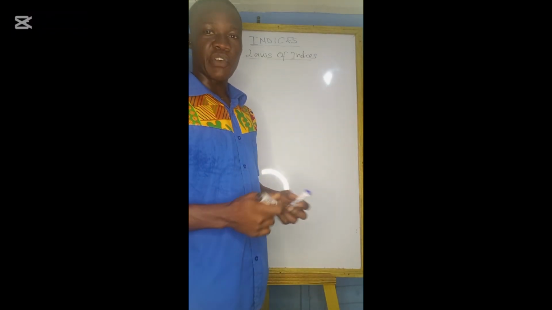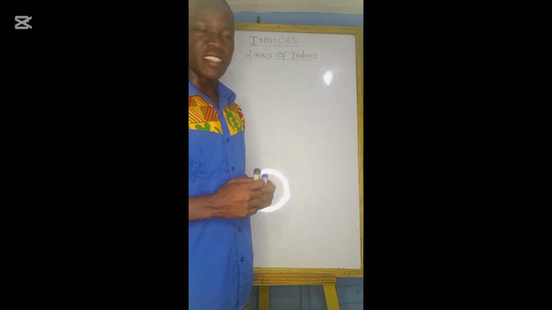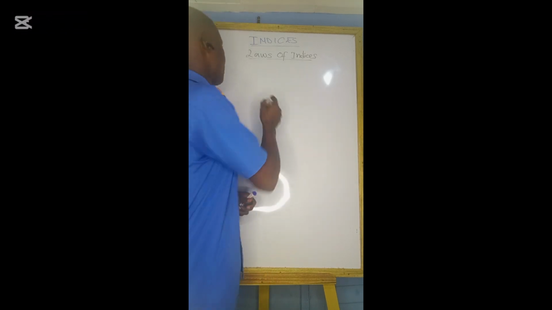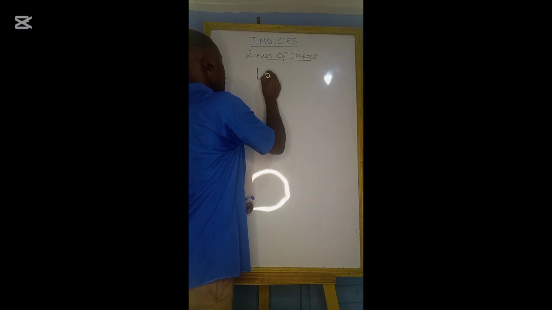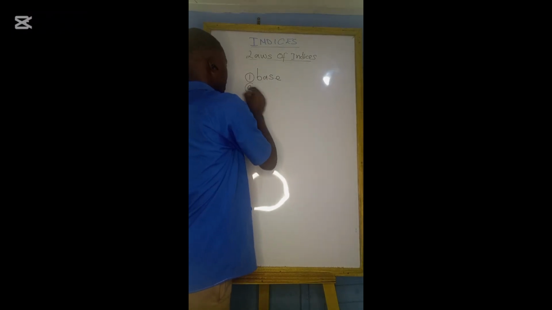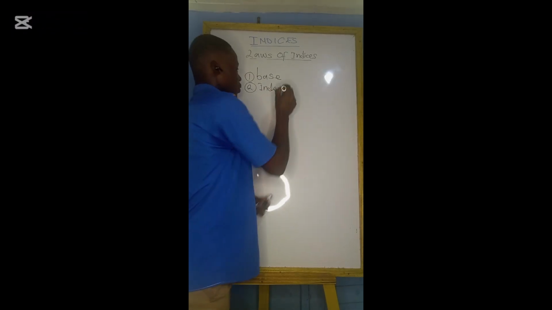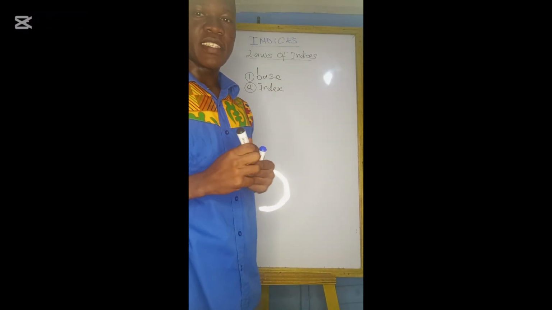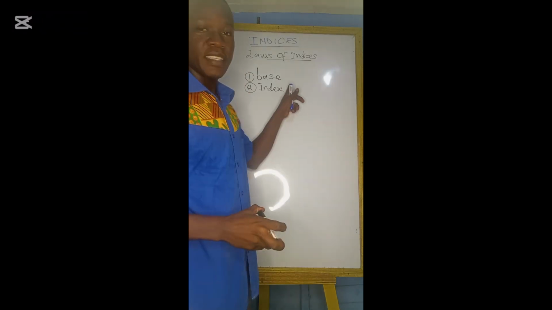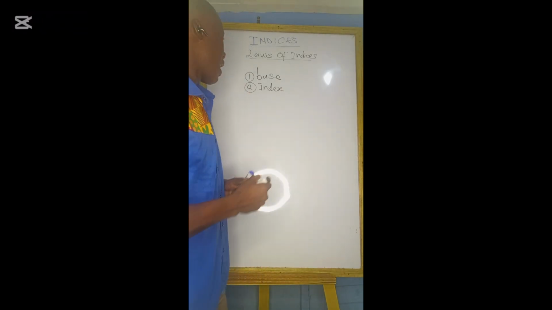To understand the concept of indices, there are two basic things that you need to know. One thing is the base, and then the second thing is the index. So when we are talking about indices, there are two concepts: the base and the index. So let's understand what the base and the index are.